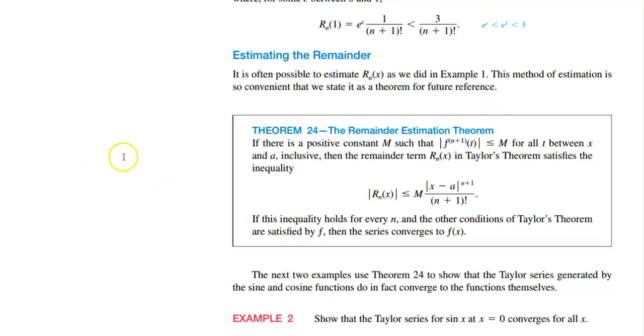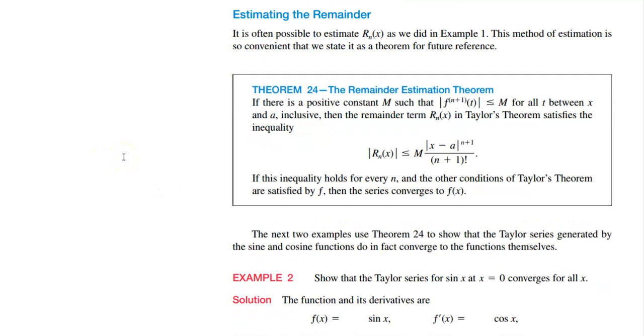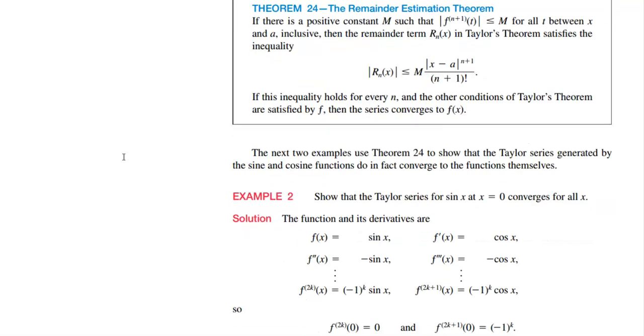And these next two examples use that theorem to show that the Taylor series generated by the sine and cosine functions do in fact converge to the functions themselves. So we want to show the Taylor series for sine of x at x equals 0 converges for all x.